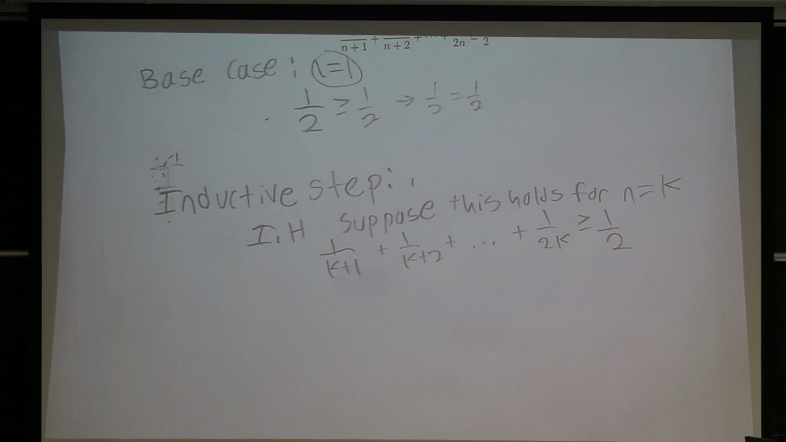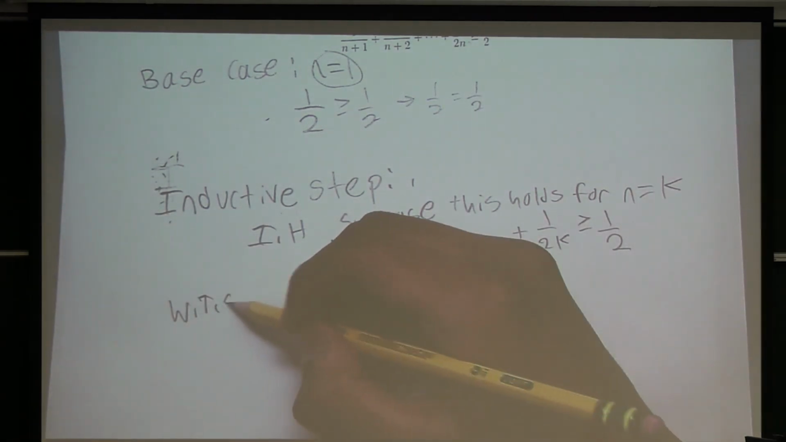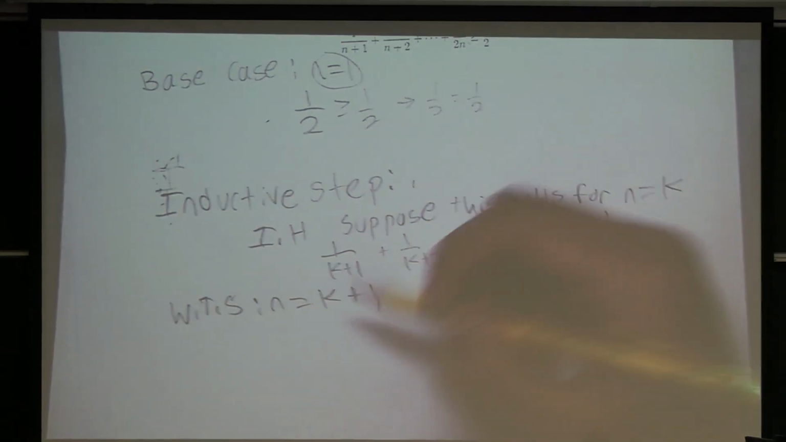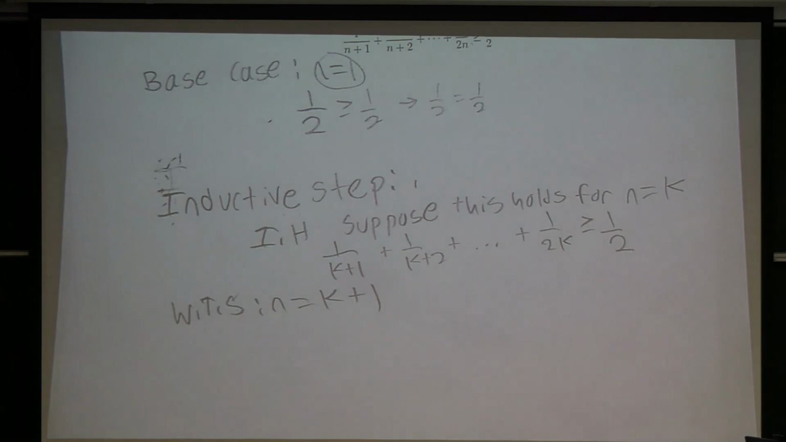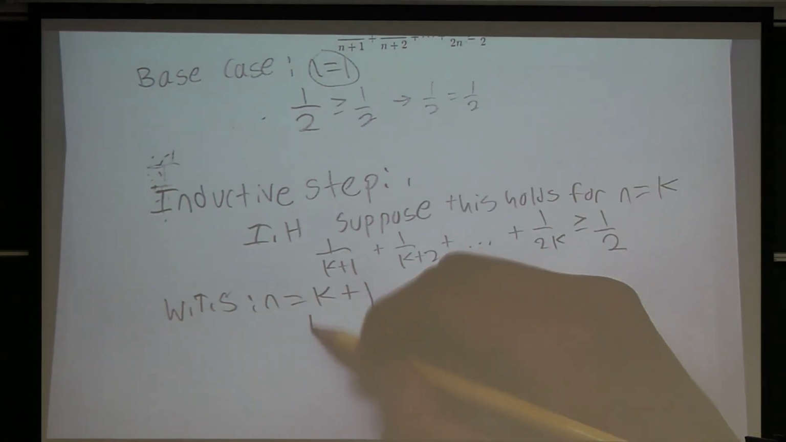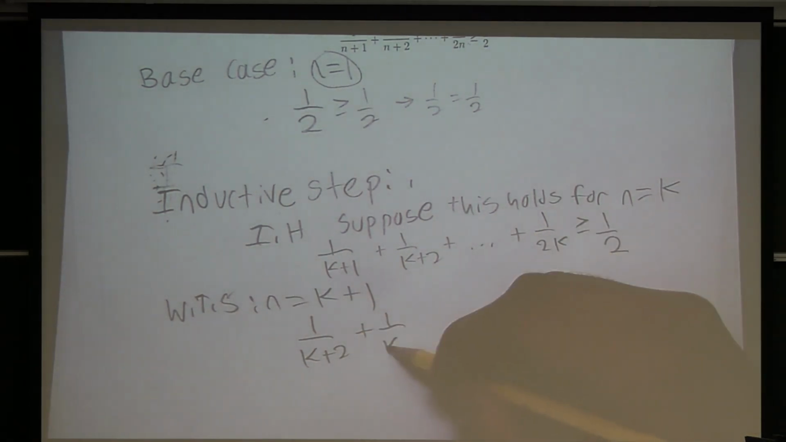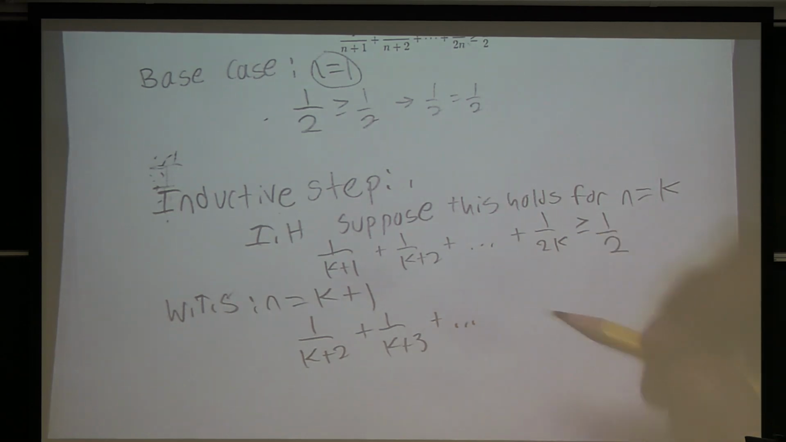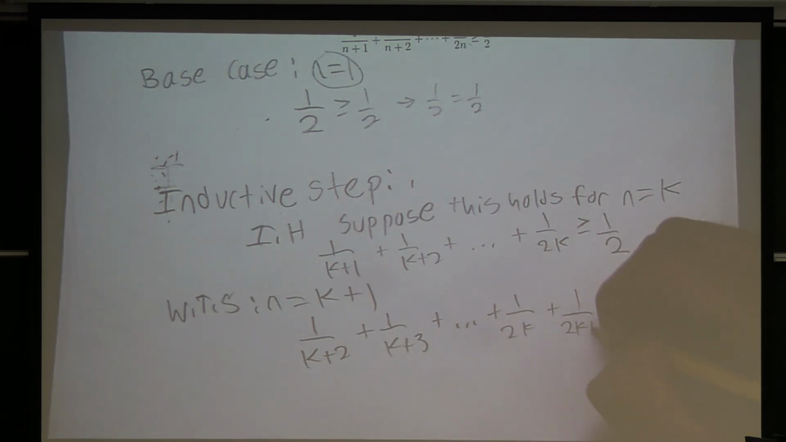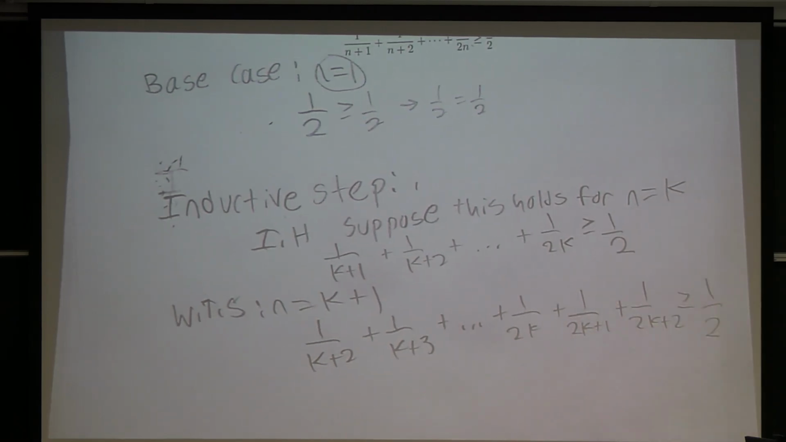Now, in our inductive step, we want to show this inequality holds for when n equals k plus 1. So we want to show that this equation here, 1 over k plus 2, plus 1 over k plus 3, plus dot dot dot, plus 1 over 2k, plus 1 over 2k plus 1, plus 1 over 2k plus 2, is greater than or equal to 1/2.